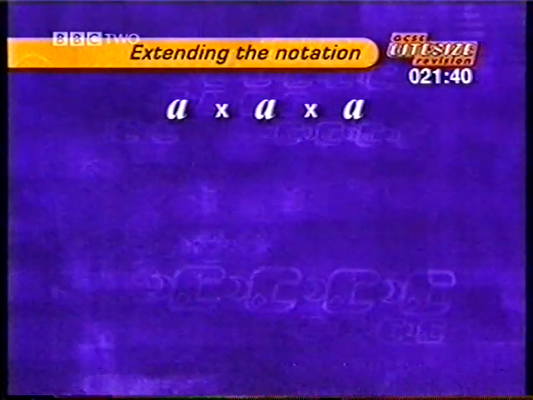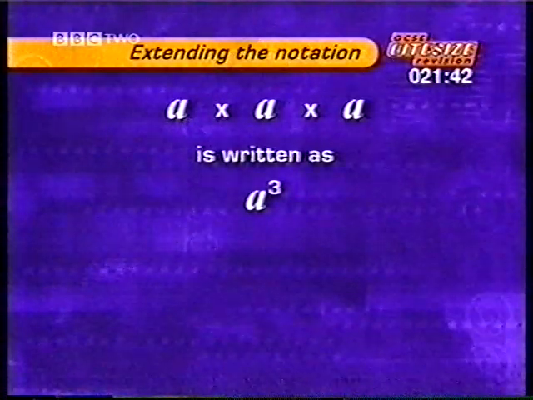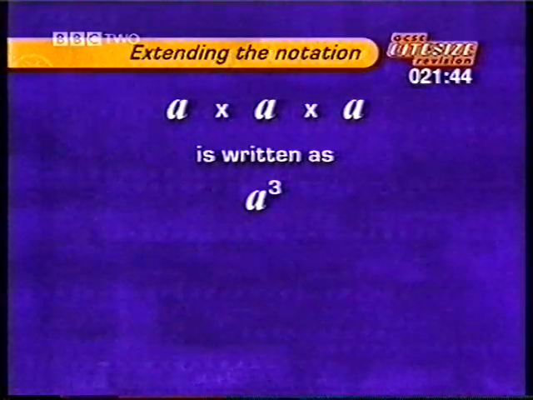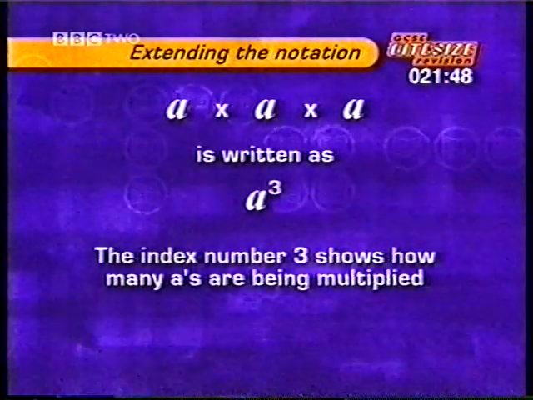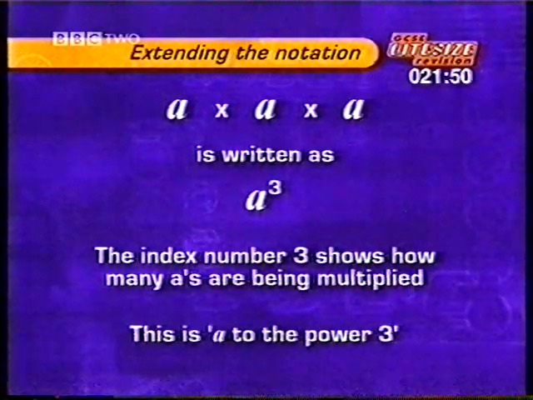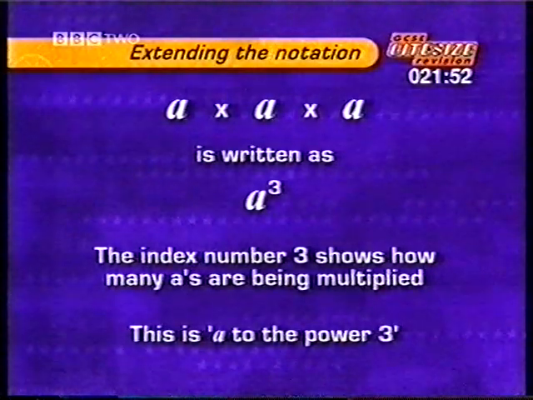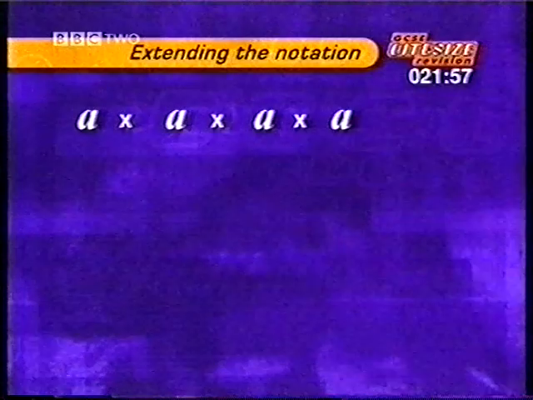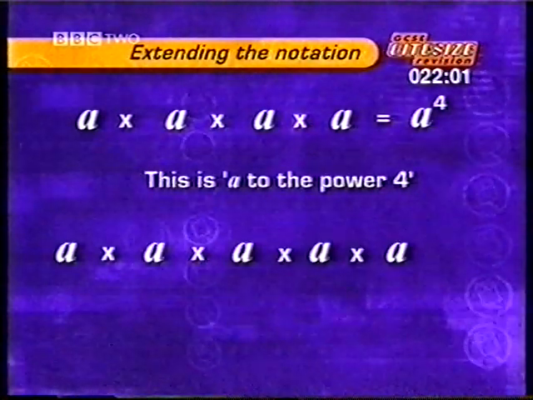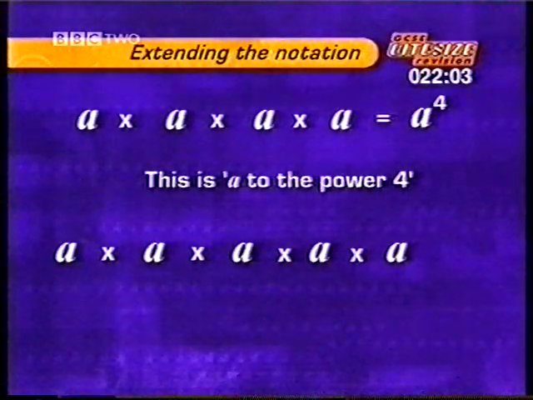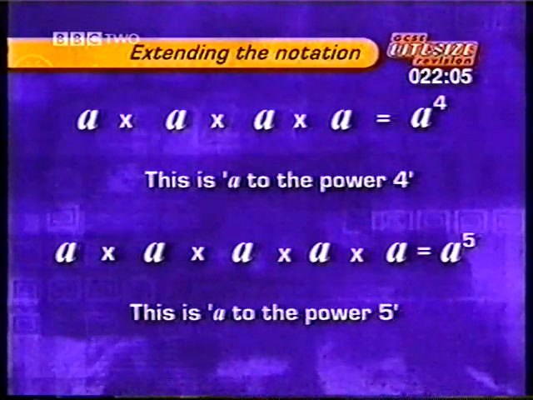A times a times a is written with a small index number 3 just after and above it. The index number 3 shows us how many a's are being multiplied. We say this is a to the power 3. So a times a times a times a, 4 times, is a to the power 4. And a multiplied 5 times is a to the power 5, and so on.